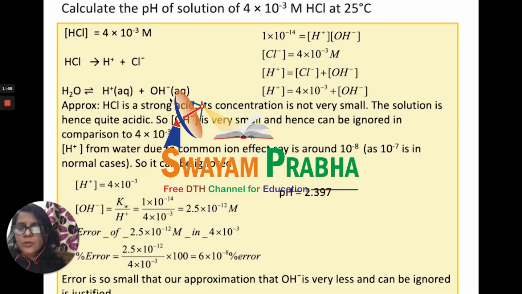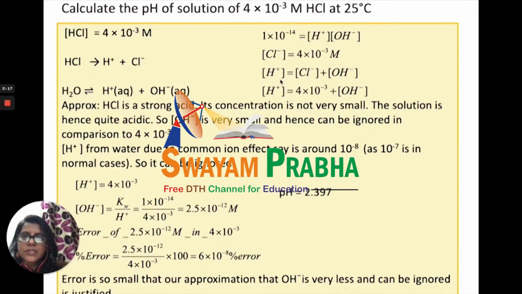Also, because we are talking about the aqueous solution, water will undergo autoionization to give you H plus and OH minus ions. We write down the same expression that we were doing for the mathematical treatment. Kw is equal to H plus into OH minus, 1 into 10 to the power minus 14 is equal to H plus into OH minus. Because HCl was a strong acid, Cl minus is equal to 4 into 10 to the power minus 3 molar, all coming from the HCl.